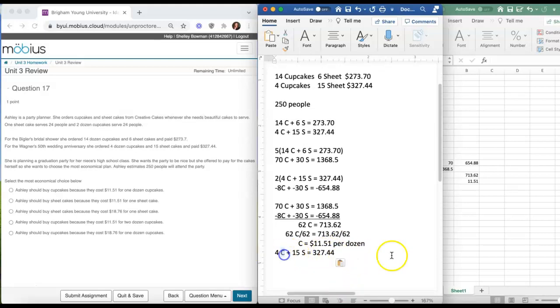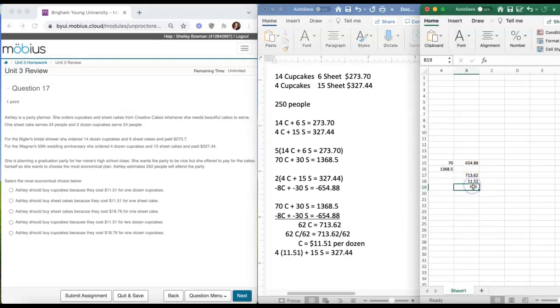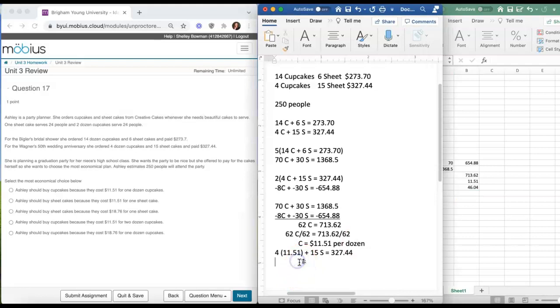Okay, so copy and paste it here. Then I'm going to substitute, and the first thing I like to do is put in parentheses every time I substitute, just so I don't lose anything like a negative or whatnot. In this case, I'm good. 11.51, and since it's over here, I can do that with cell referencing, times 4, and I get 46.04 plus 15s equals 327.44. And I'm going to move this over just a little bit so those equal signs line up.